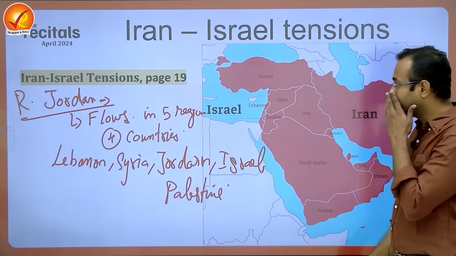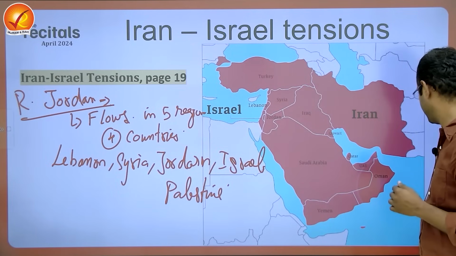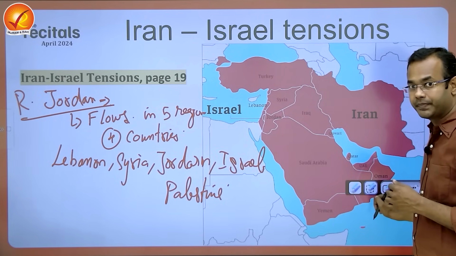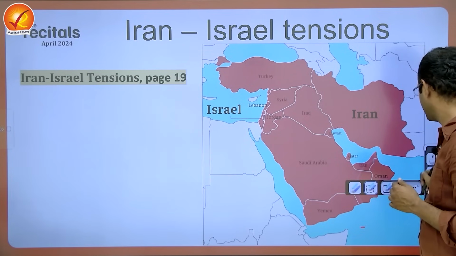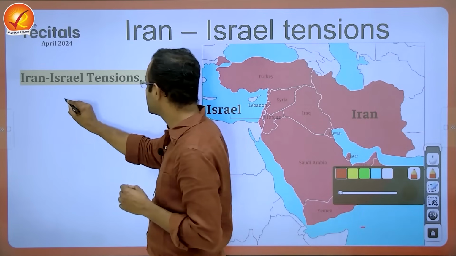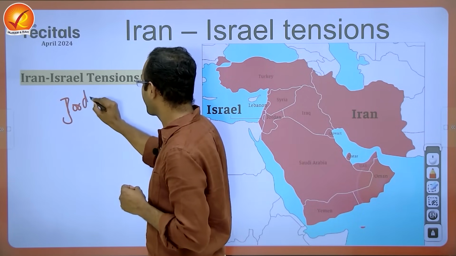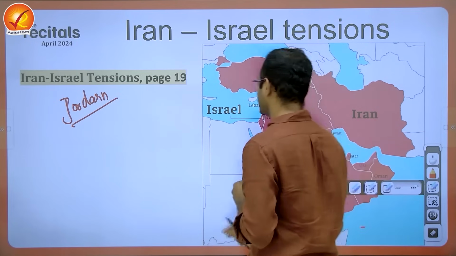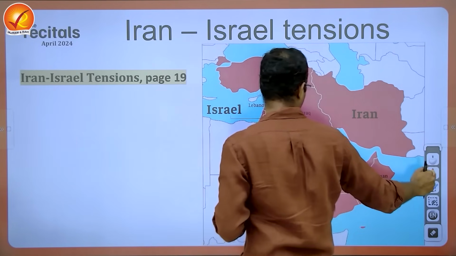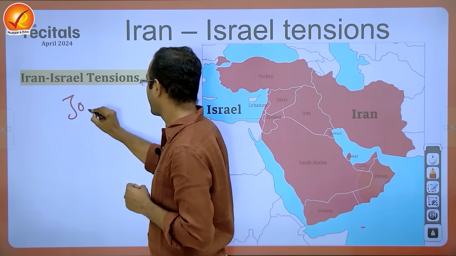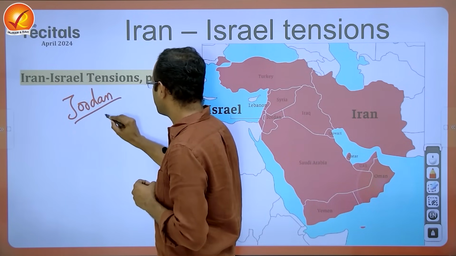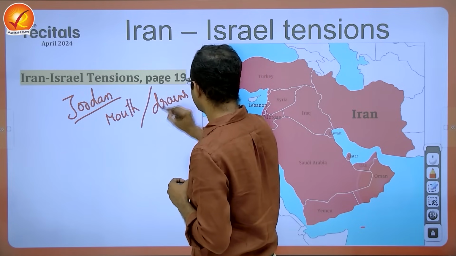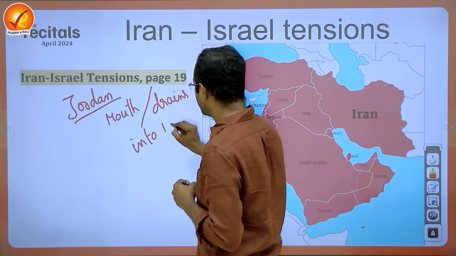So they have been shared. The River Jordan has its mouth in, or it drains into, the Dead Sea.